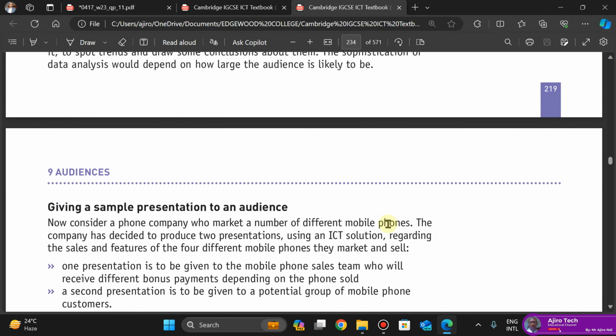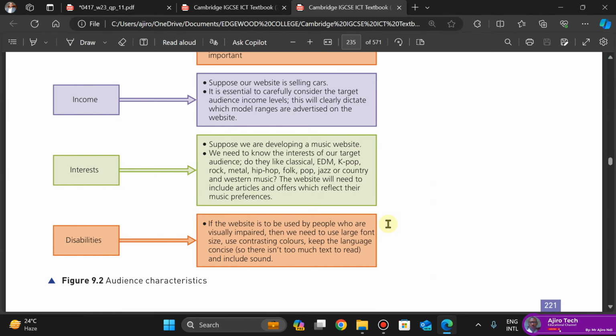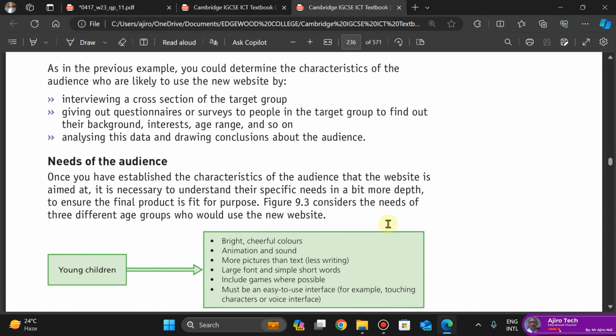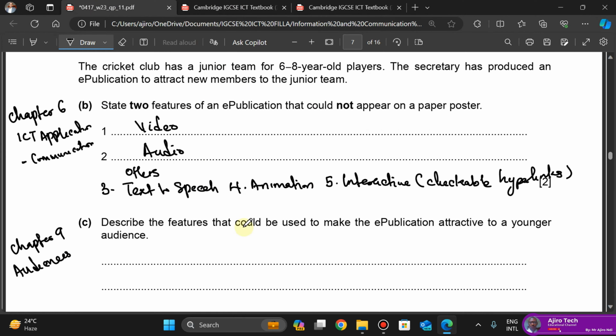Audiences, and here we have to younger children. Let's look at it for audiences to younger children. Look at it right here. We have what? Young children. So what are we using? Bright colors, animations, more pictures than text, large font and simple short words right here. Include games where possible.